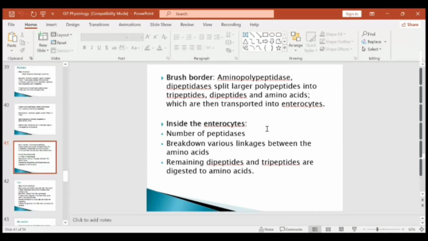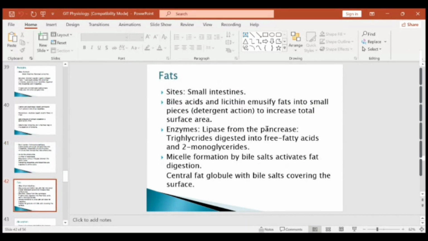So remember from cell biology that we said the process of synthesis of proteins involves adding amino acids in sequence and joining them to form polypeptides. Digestion reverses that process and makes sure we end up with the 20 amino acids at the end of the day. So inside the enterocytes, we have the peptidases, and their function is to break the linkages and ensure we end up with amino acids.